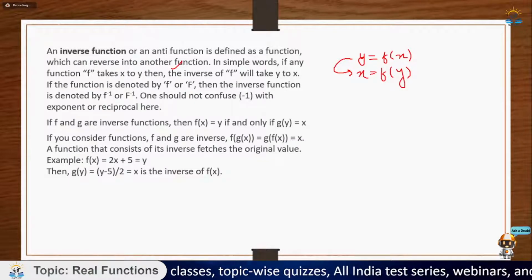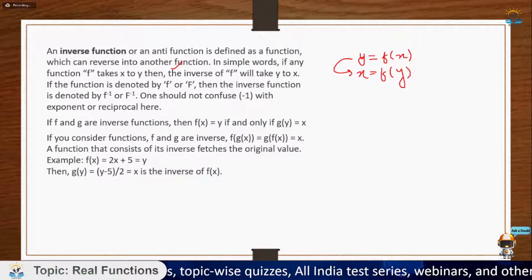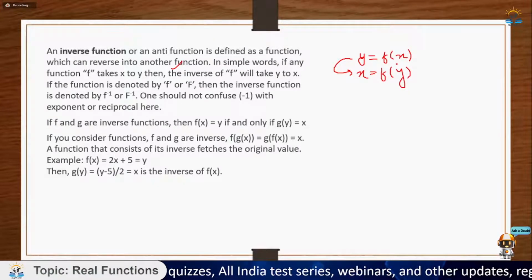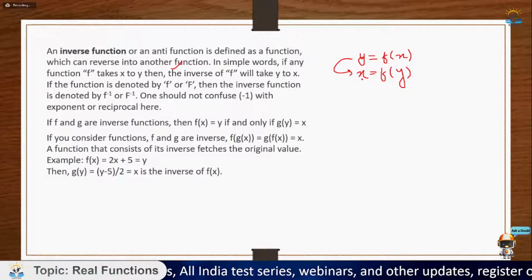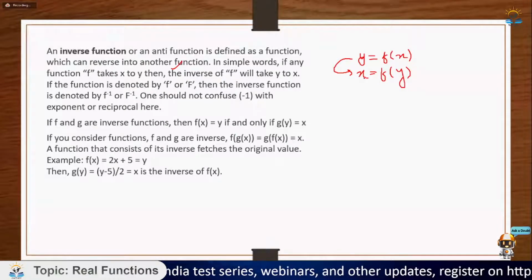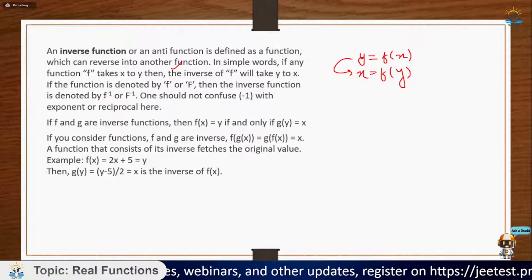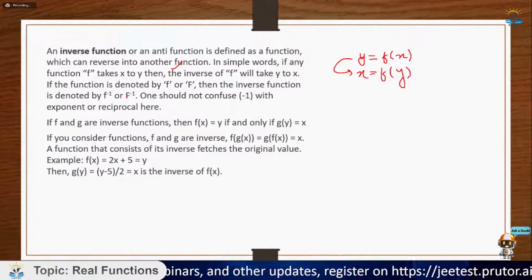Okay. So this was one thing, and inverse function is basically nothing. If you are given y equal to something or f of x, then you try to make it in the form of x equal to some function of y. Then this thing is nothing but your inverse function. It is represented by f inverse or capital F inverse, whichever you want.